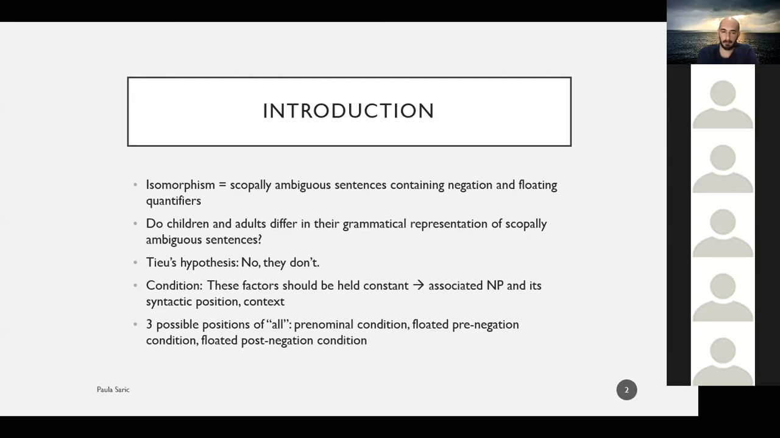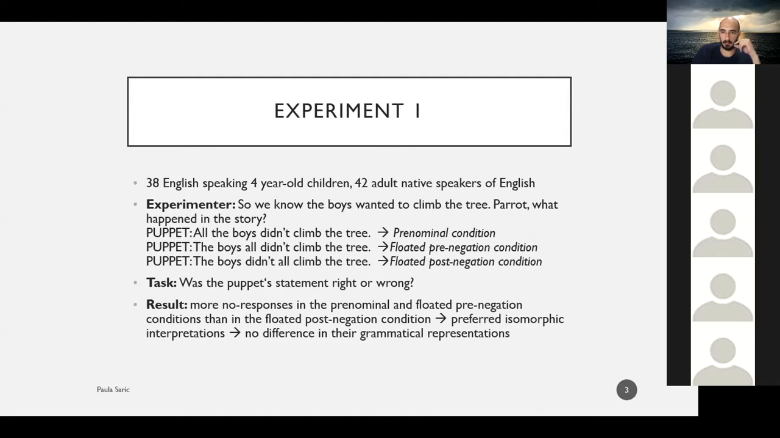And in the first experiment, Tieu used the floating quantifier "all," which can appear in three positions, namely pre-nominally, post-nominally but before negation, and in a position following negation. In the first experiment, participants were 38 English-speaking 4-year-old children and 42 adult native speakers of English. All participants were tested individually, and the participants' interpretation of negative test sentences containing the floating quantifier "all" was tested.